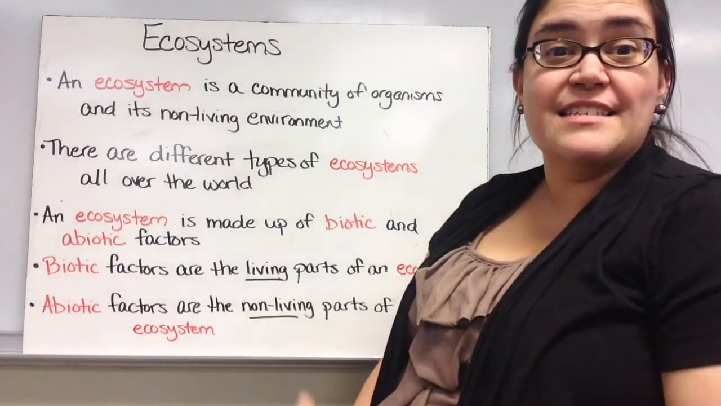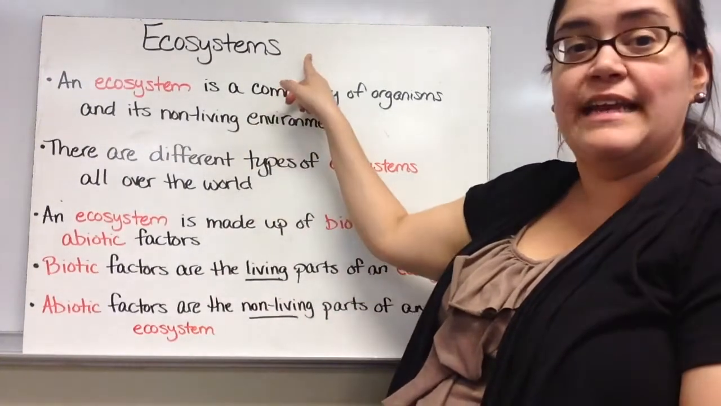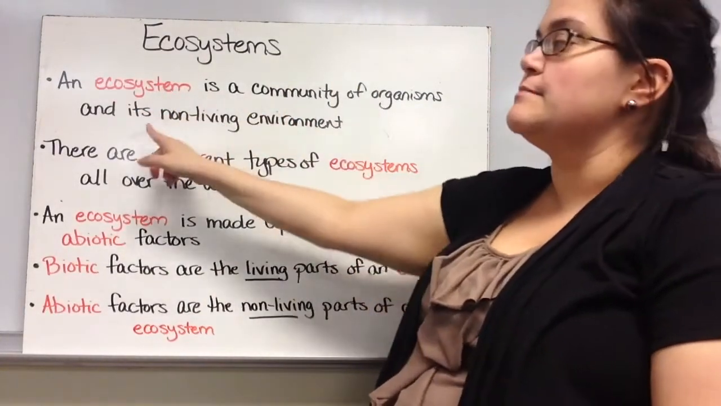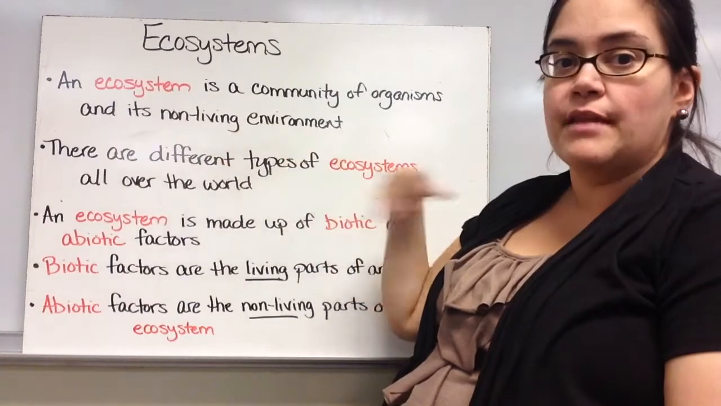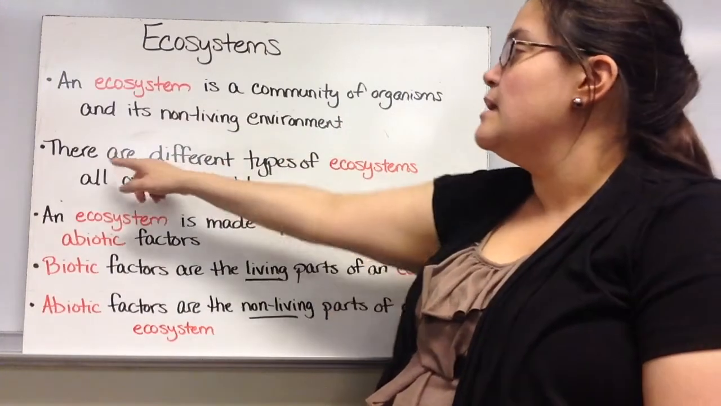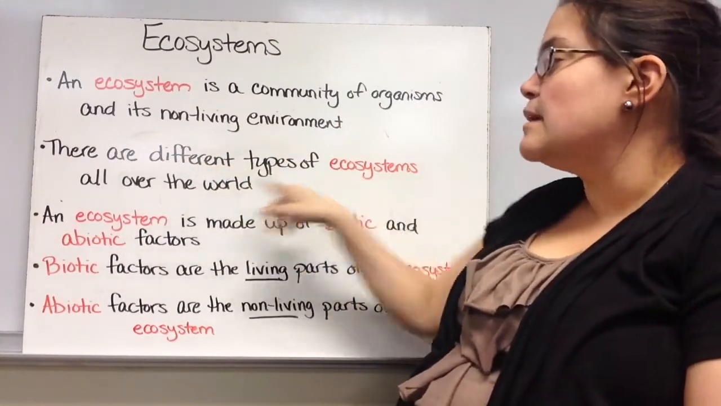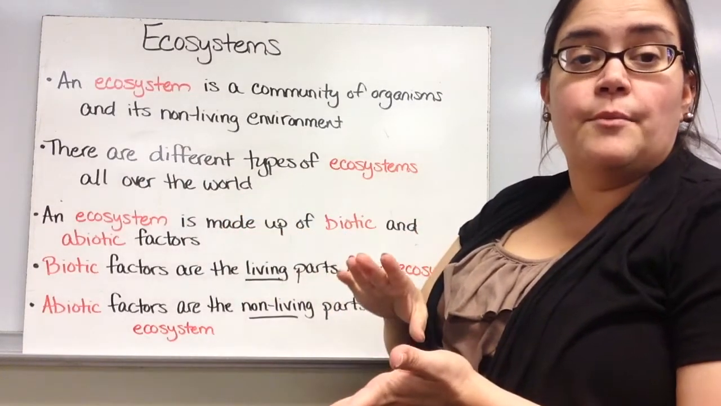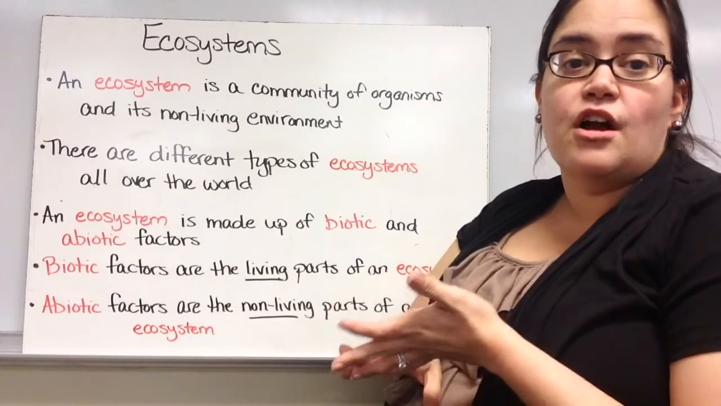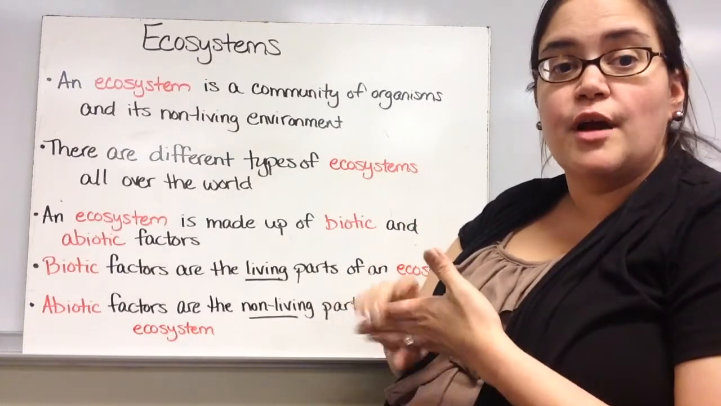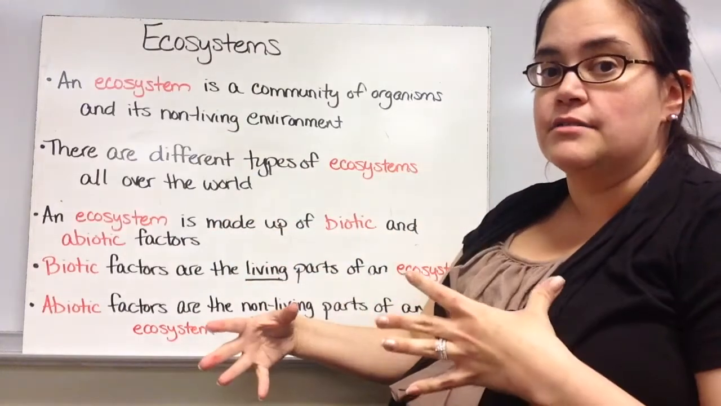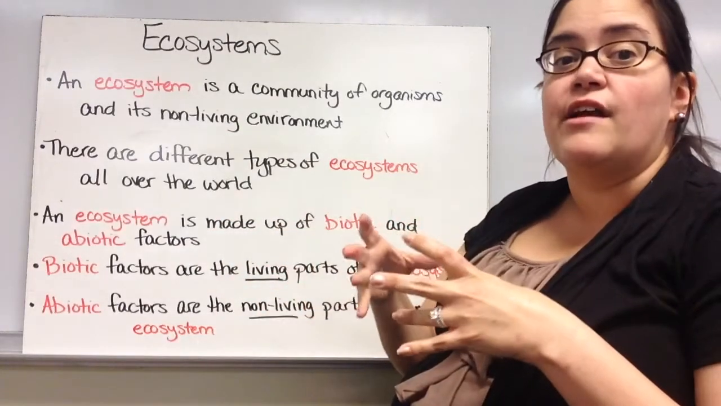All right, so our last video of the year is about ecosystems. An ecosystem is a community of organisms and its non-living environment, and we'll explain what that means. There are different types of ecosystems all over the world. So there are deserts, coastal areas, jungles, tundra, prairies, all kinds of different ecosystems in different areas around the world. Even in the United States, there are different ecosystems.